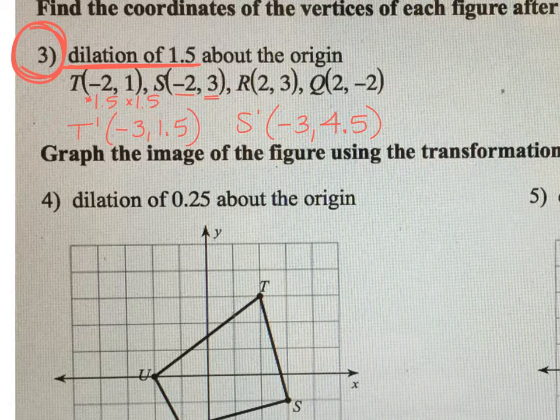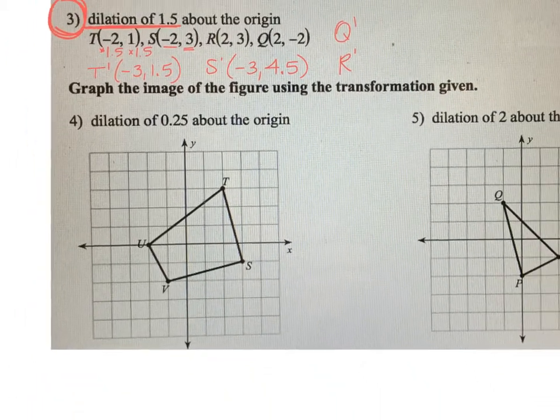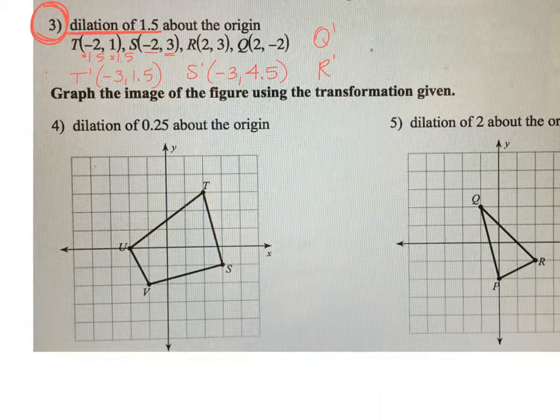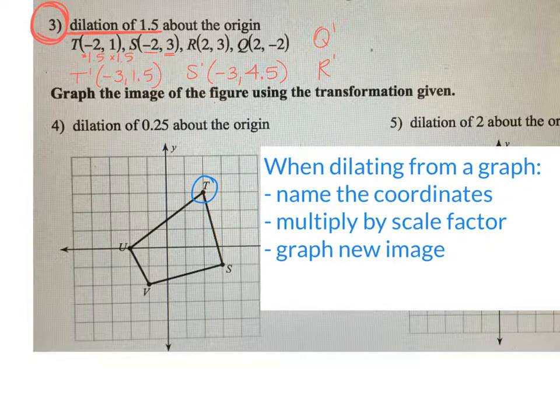You should be able to continue that, so go ahead and do that for the sake of your notes and figure out what r prime and what q prime should be, and we'll check those on the board tomorrow. All right, and the last note that I just want to make to you, like I said, we're not going to do these graphs, but when you're graphing, so think about this picture, if they give you a picture and ask you to dilate, then you have to name the coordinates and then multiply. So those are the notes that you should have written down. When dilating from a graph, those are the 3 steps you're going to follow, and that's what we're going to work on together in class tomorrow.